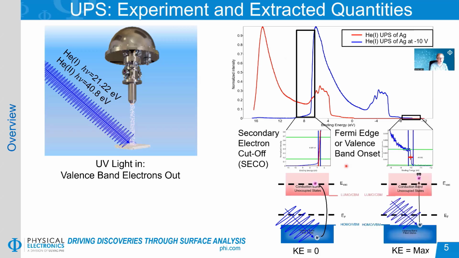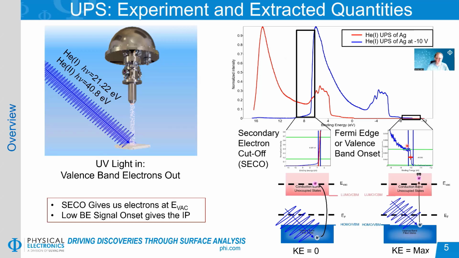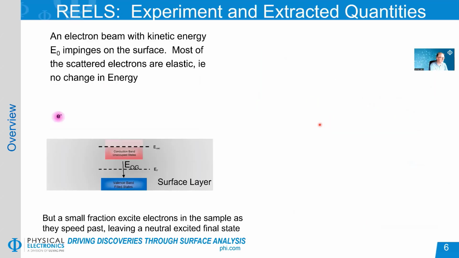And the next thing that we want to look at over here is the electrons that come all the way at the top with our maximum kinetic energy near either the Fermi level or the valence band maximum, if those two are different, i.e. it's not a metal. And that will tell us about the valence band maximum. We can combine those two pieces of information to get the ionization potential. So the ionization potential is just going to be the photon energy we're using minus the energy difference between the front of our spectrum and the back of our spectrum. Easy peasy.